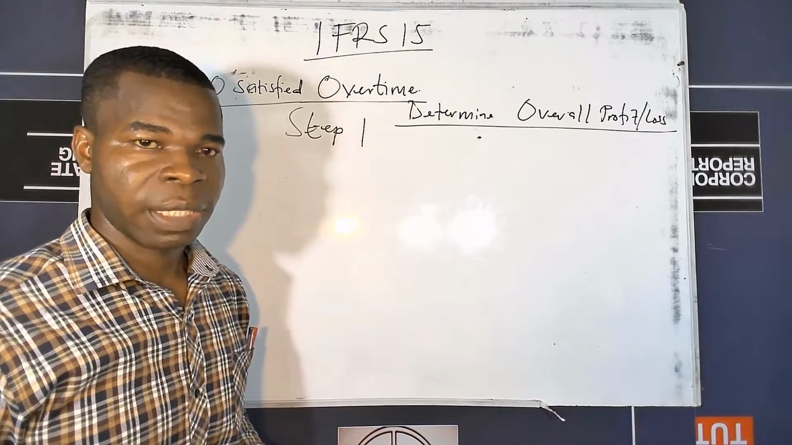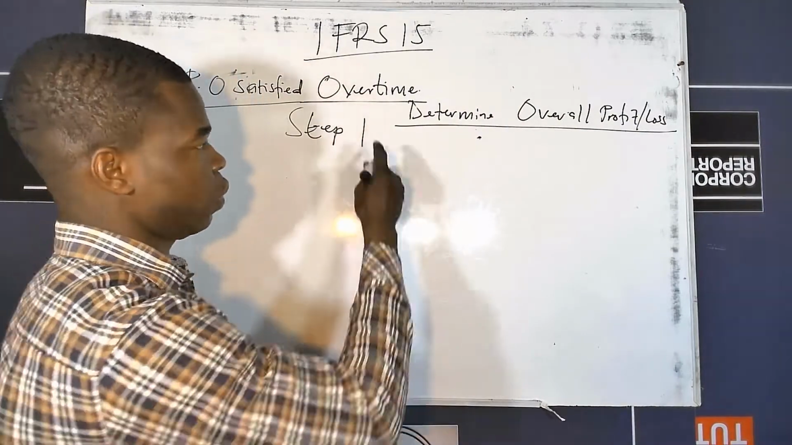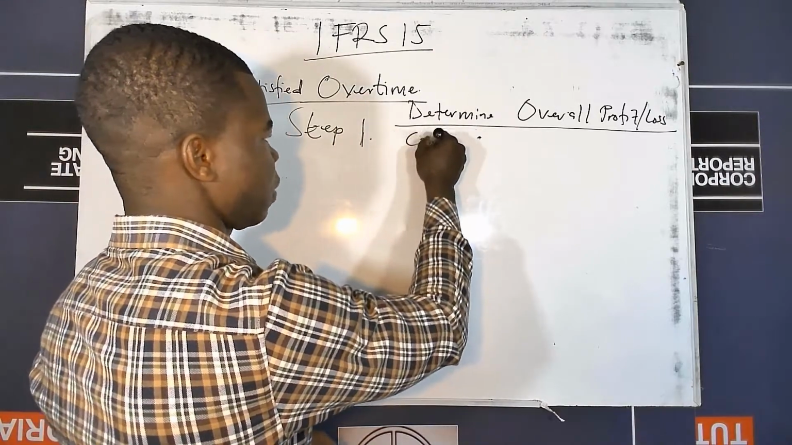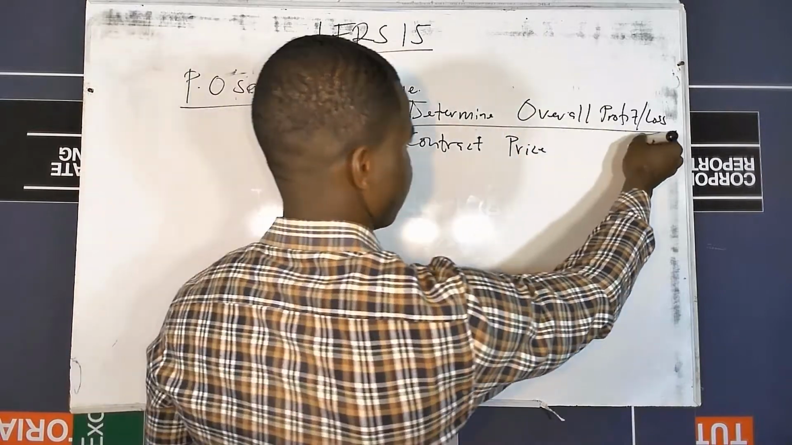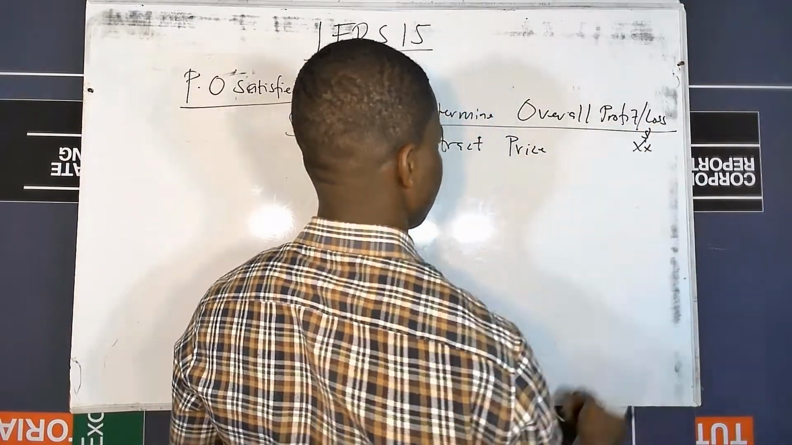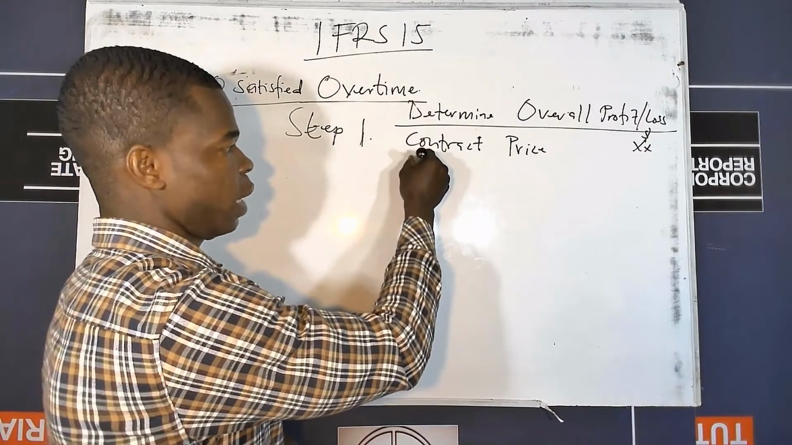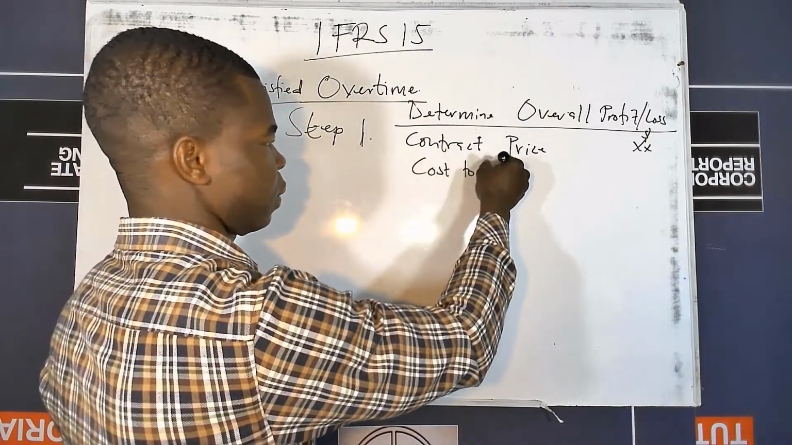And how do we do that? It's basically your contract price. So let's have it over here. Let's see, the currency is $, and then we will less our cost to date.